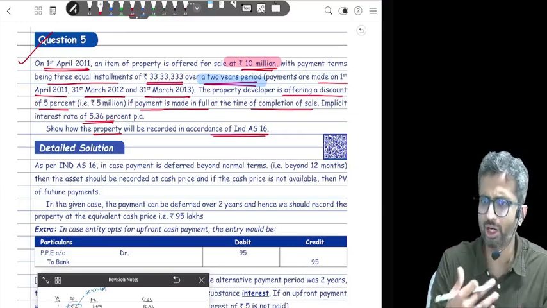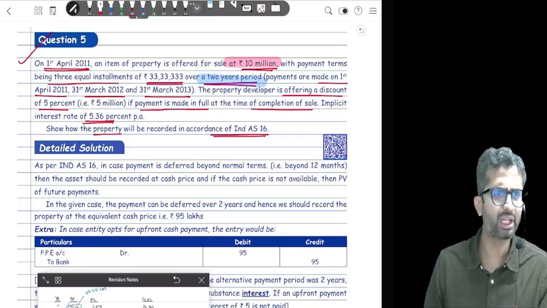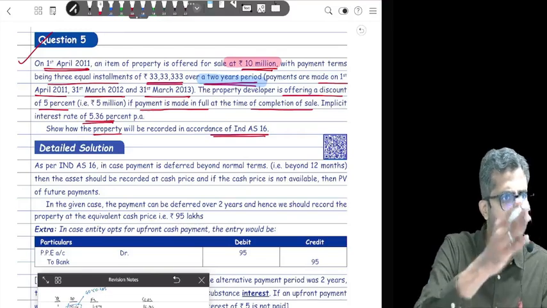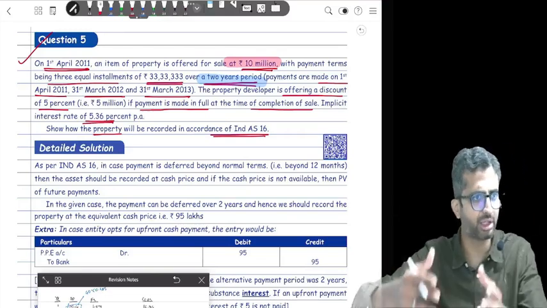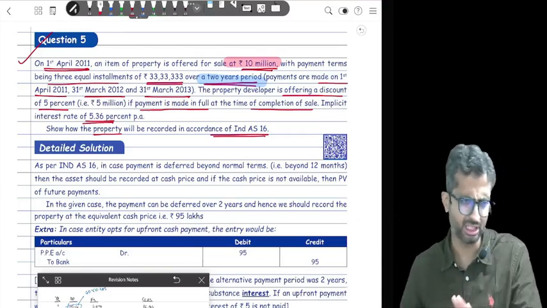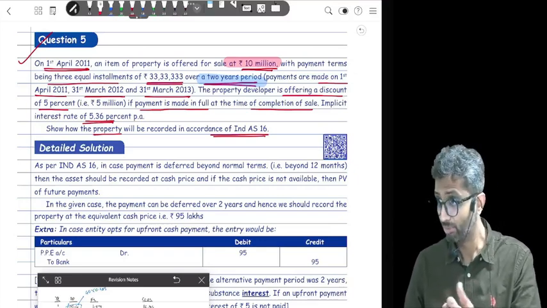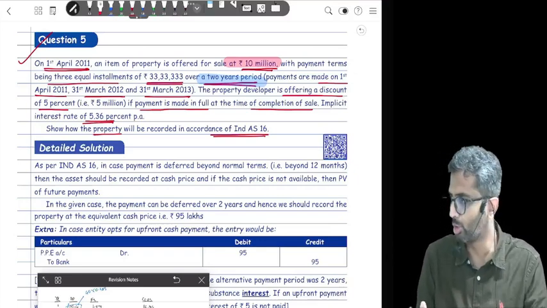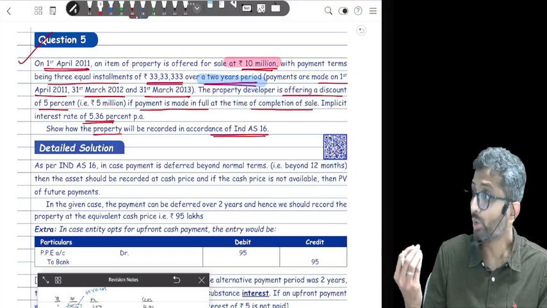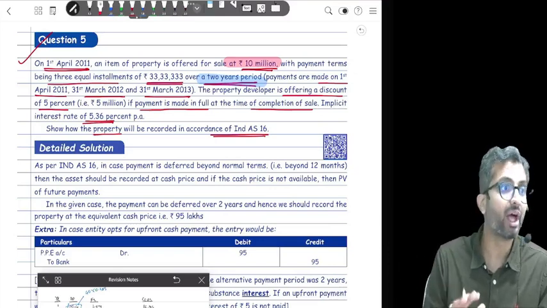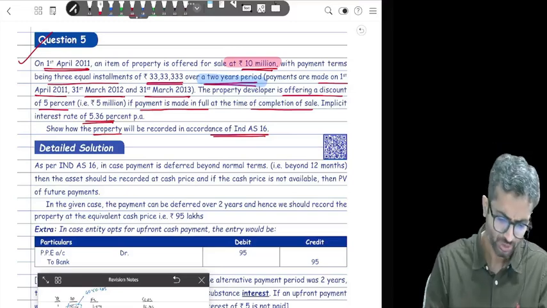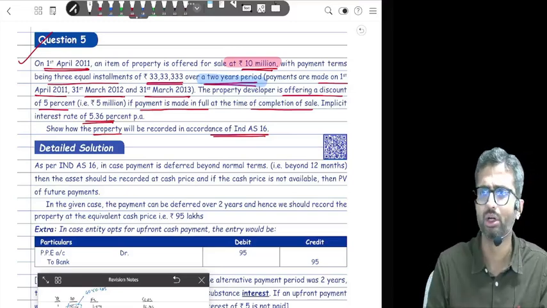Will it be recorded at 10 million? No, 10 million you might pay. That is 33.33, 33.33, 33.33. That is 10 million, 1 crore. But to pay that, you are taking 2 years. Which means the true value of the property is not necessarily 10 million. How will you find the true value?